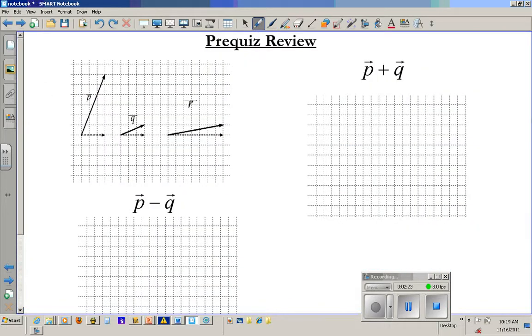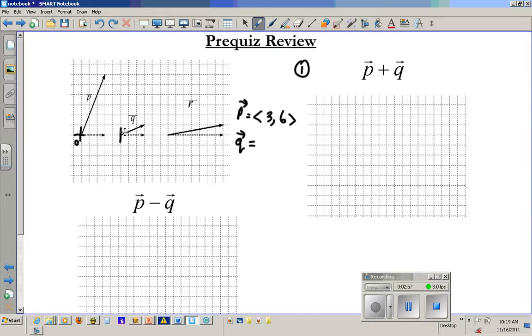Let's do P plus Q first. Okay? Example 1, P plus Q. So vector P, if we look at this, is basically 1, 2, 3, 1, 2, 3, 4, 5, 6: 3, 6, right? Because this right here is the origin or the tail of the vector. So 3 in the x direction to the right and 6 units up.